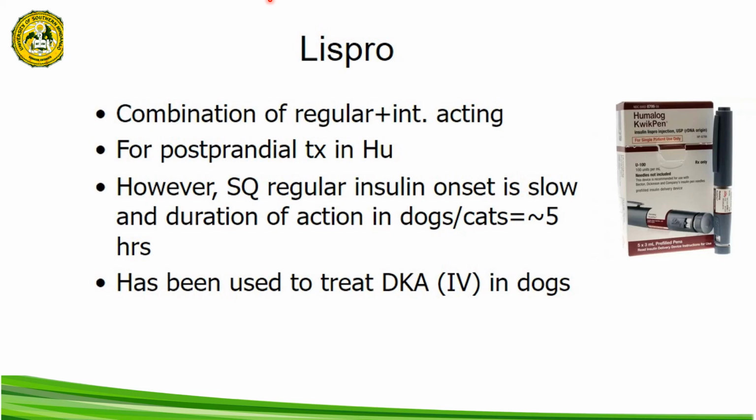Lispro is a combination of the regular plus the intermediate acting insulin preparation. This is indicated for postprandial treatment in humans. When we say postprandial, that is after a meal. However, with subcutaneous regular insulin, onset is slow and the duration of action in dogs and cats is about 5 hours. It has been used to treat diabetic ketoacidosis in dogs.